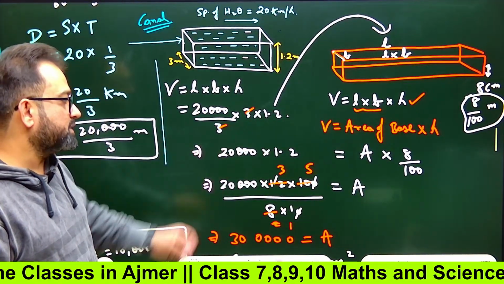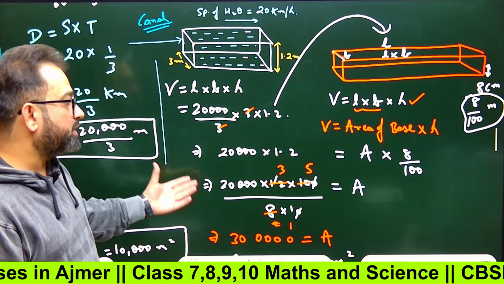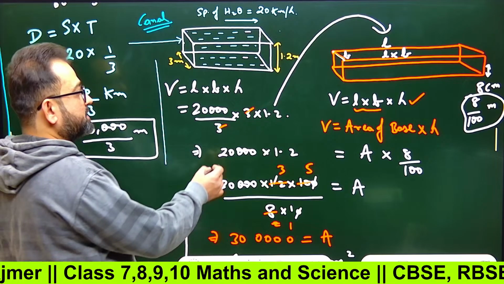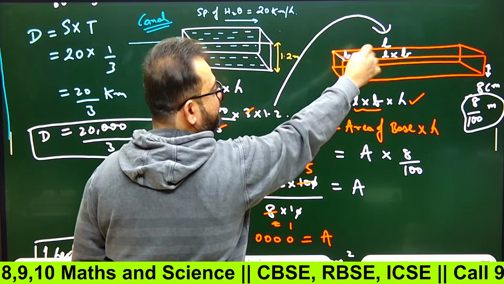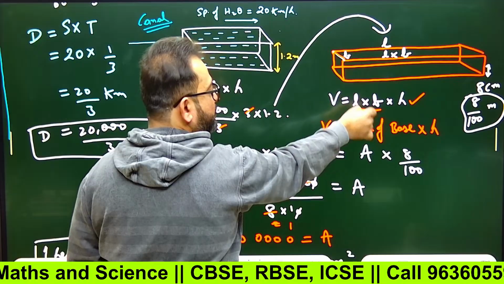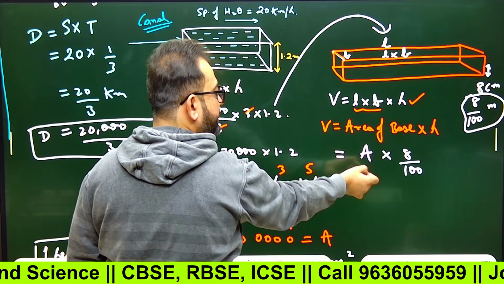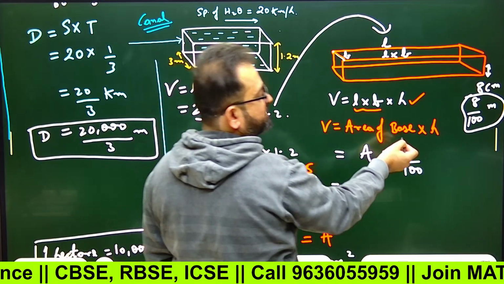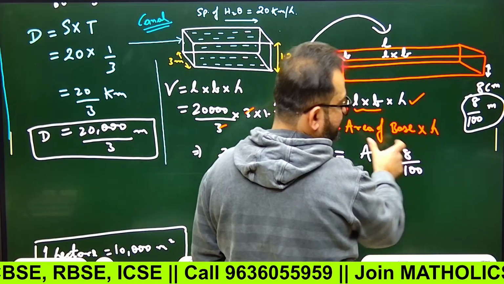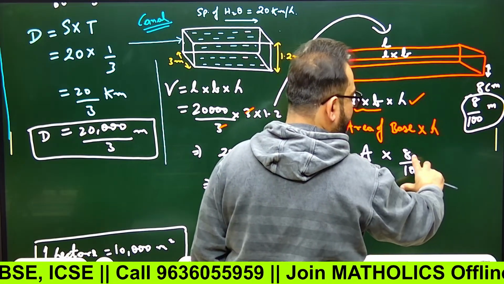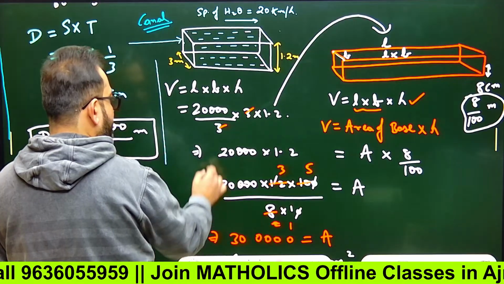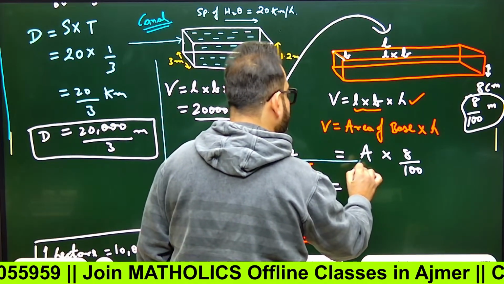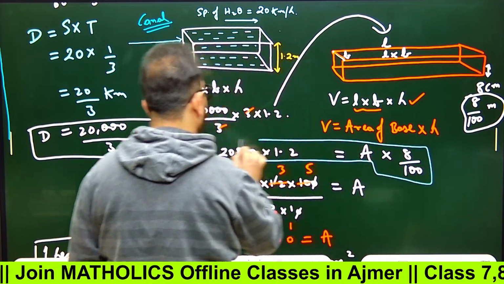Now, how to calculate this? Now this is volume, and this is volume of this land, L into B into H. So L into B is area. I have written area. So area of base, this is A. And what is height? It is 8 by 100. So A into 8 by 100, you just equate it with this. That's it. And you will be having your answer.